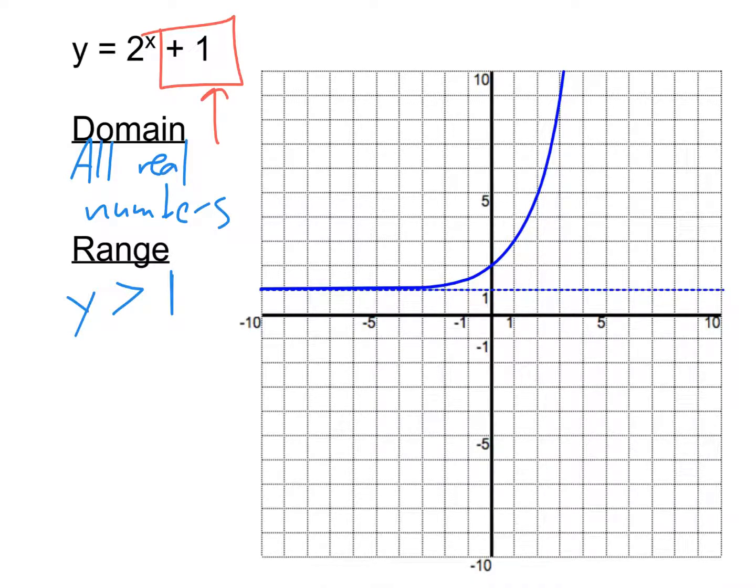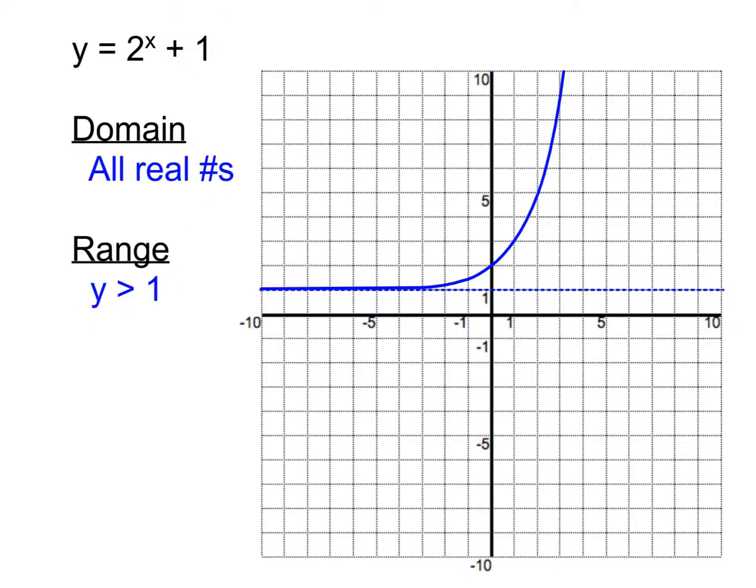Every other domain and range we've looked at, it's been an or equal to. This one is not, because of that dotted line that it approaches. All the other ones, it's or equal to because it actually starts at its vertex or whatever that starting point is for that problem.